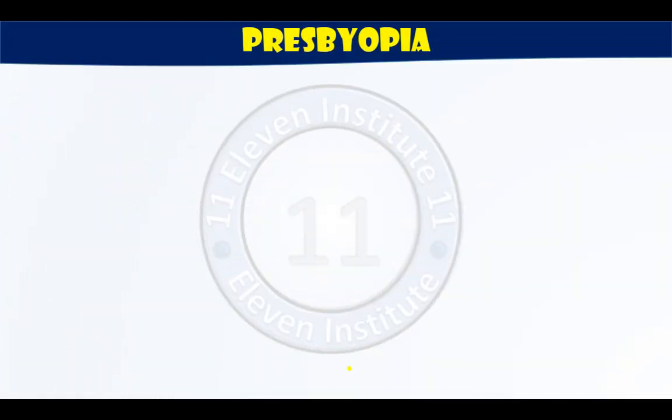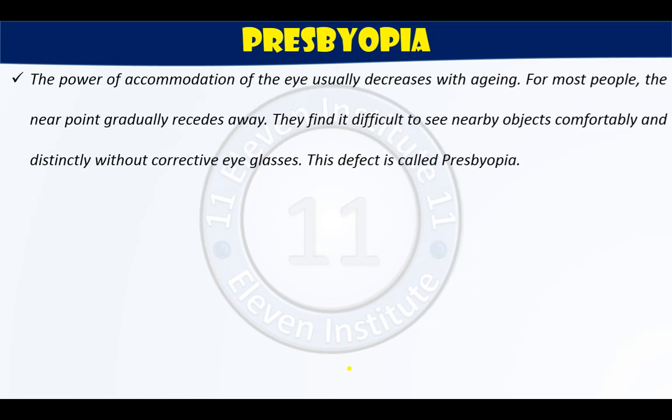Let us now see the third defect of vision, that is presbyopia. Presbyopia is also known as aging hypermetropia. Right. Sometimes it is also the combination of both myopia and hypermetropia. Let us see what is given in the textbook. The power of accommodation of the eye usually decreases with aging. For most people, the near point gradually recedes away.